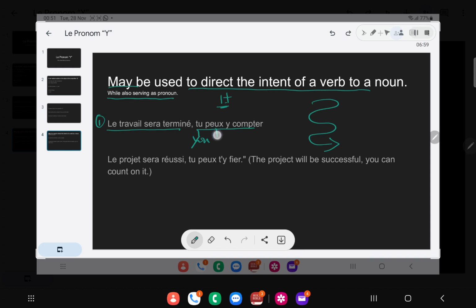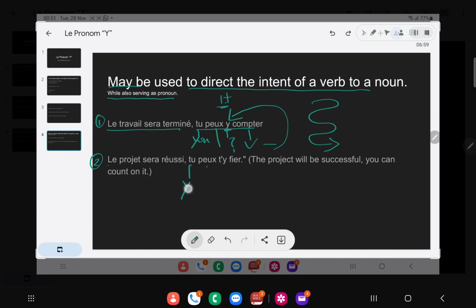You can count on it. So the words "on it" are being represented by this Y. You can count on it. Second example: Le projet sera réussi. Tu peux t'y fier. The project will be a success. You can count on it.